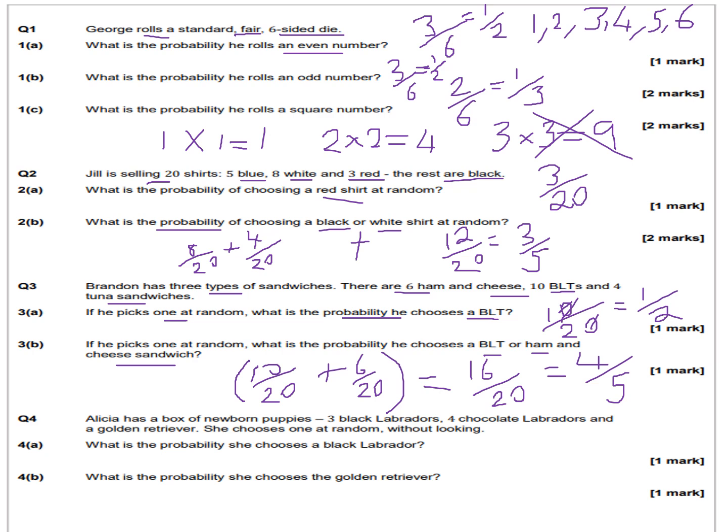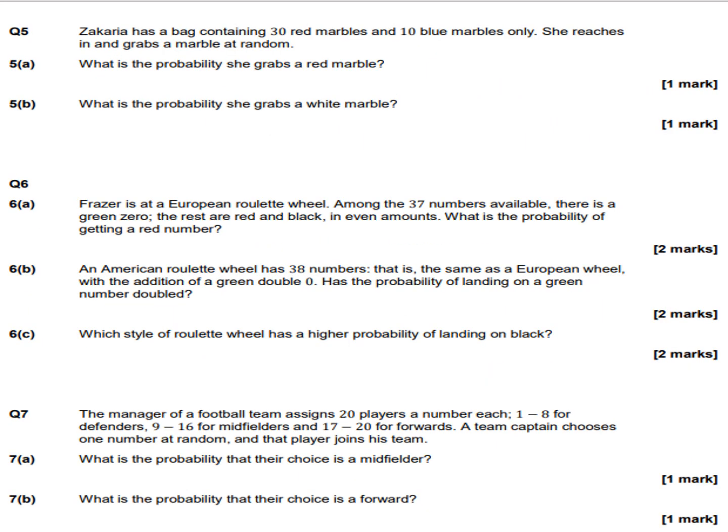Question number 4. Alicia has a box of newborn puppies, 3 black Labradors, 4 chocolate Labradors, and a golden retriever. She chooses one at random without looking. What is the probability that she chooses a black Labrador? That'll be 3 out of 3 plus 4 plus 1, which gives me 8. So the answer is 3/8. For part B, what is the probability that she chooses a golden retriever? That'll be 1/8.